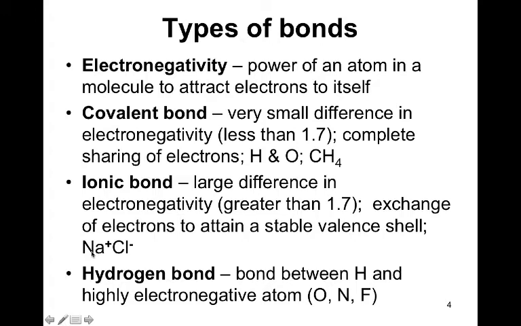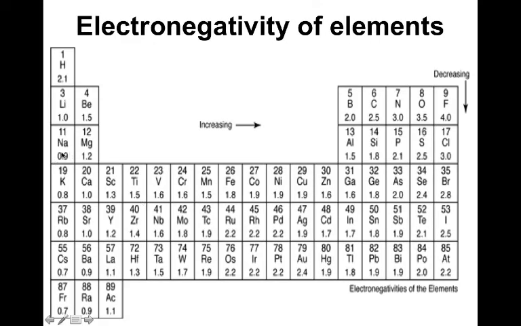On the other hand, you have an ionic bond that happens when you have an electronegativity difference greater than 1.7 between sodium and chloride. Sodium, electronegativity of 0.9, chlorine, electronegativity of 3, so the net difference is 2.1. That's how this works.